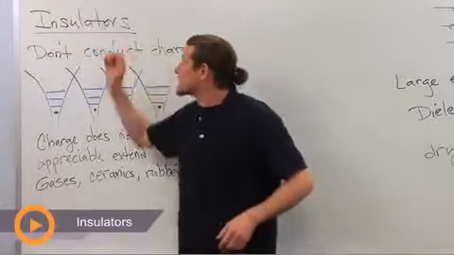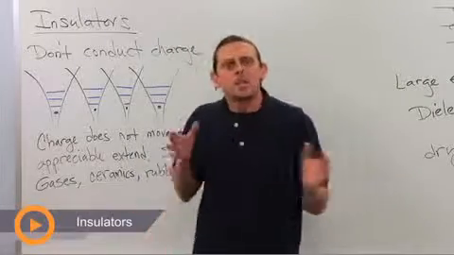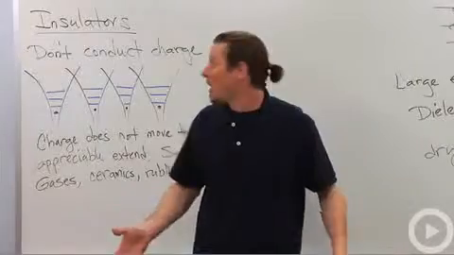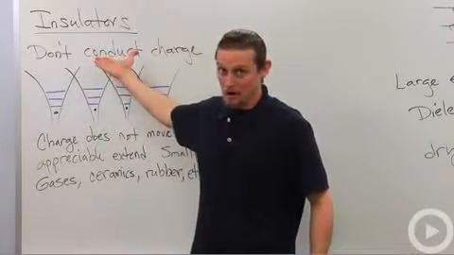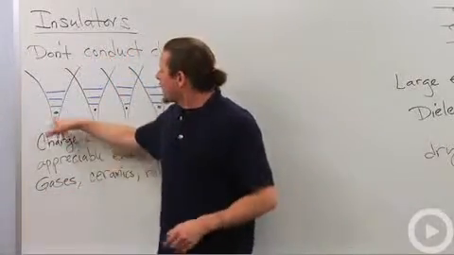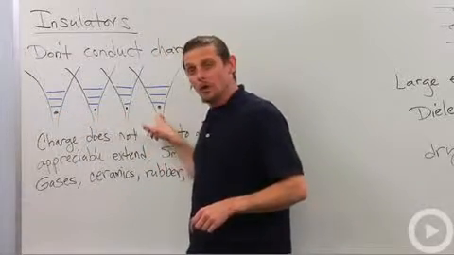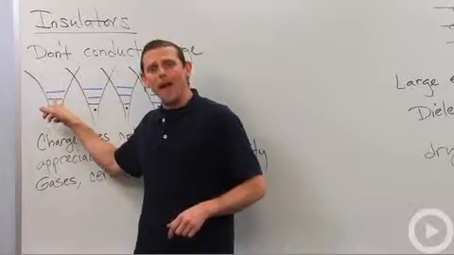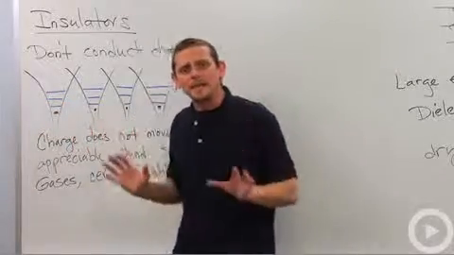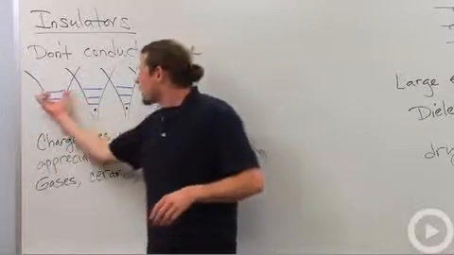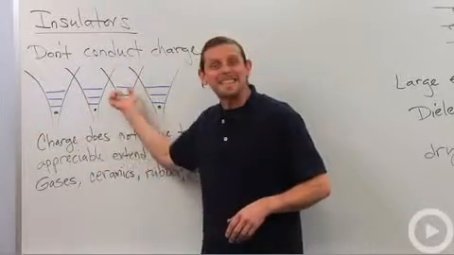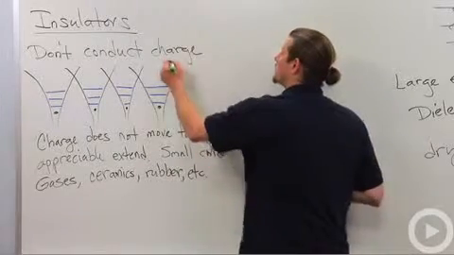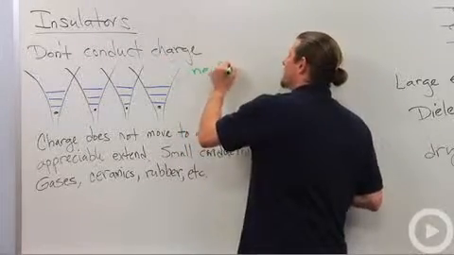So what is an insulator? An insulator is the opposite of a conductor, by which I mean an insulator doesn't conduct charge. All right, so why? Well, we've got our atoms, our nuclei down here, and then the electrons are in these blue bands. So notice that in this case, the electrons are each associated with a single nucleus. There's no mixing, there's no conduction band.